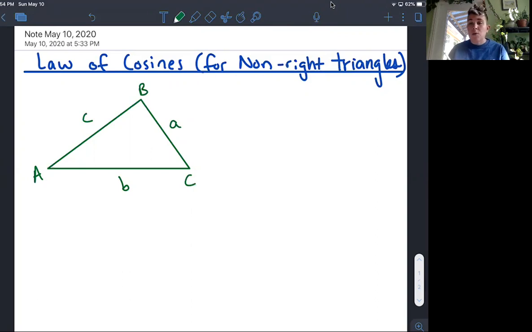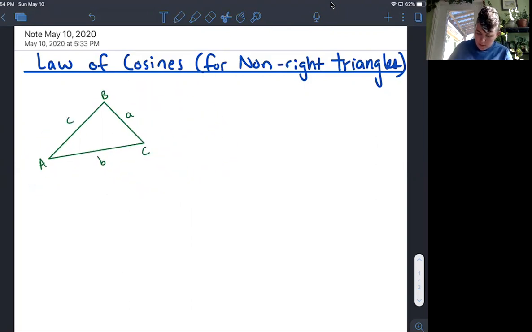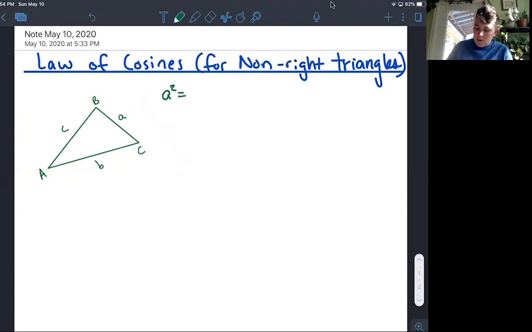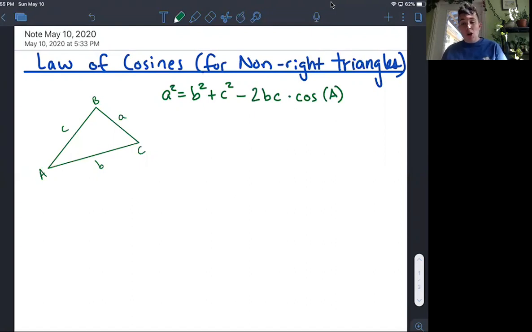The formula for the law of cosines is as follows. I'm going to make this a little bit smaller so I can write right next to it. So check this out. A squared equals B squared plus C squared. Looks very familiar, yes? Much like our old friend, the Pythagorean theorem. I'm not done yet. A squared equals B squared plus C squared minus 2 times B times C times the cosine of angle A. My friends, that is the law of cosines.